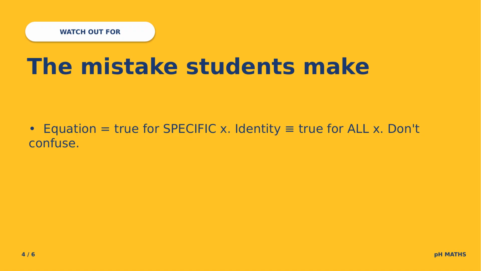Common confusion. Equation versus identity. An equation is true for specific values of x, like x² = 4, which is true for x equals plus or minus 2. An identity is true for all values, every single one. Different concept, different symbol. Don't treat one as the other.